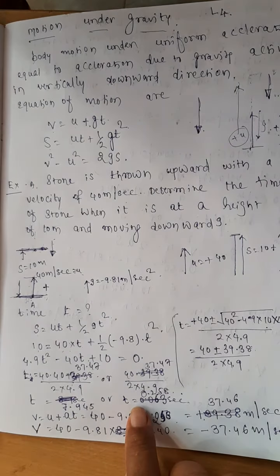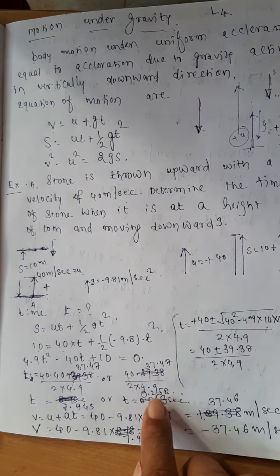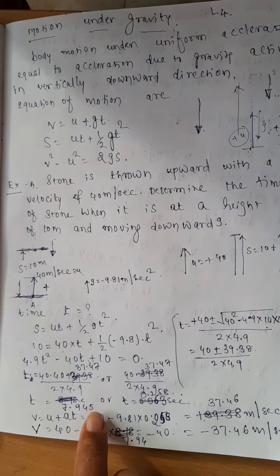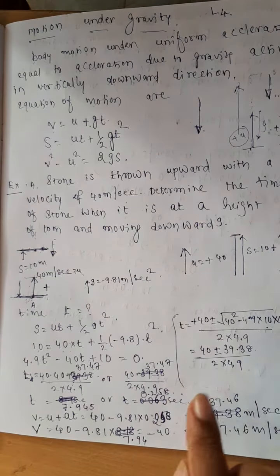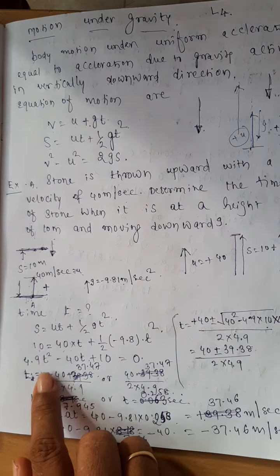One value of t is equal to 7.945 and one more value of t is equal to 0.258. One is 7.945 second and one more is 0.258 second. Since you are getting the value of t from a quadratic equation, directly you will get it in the calculator.